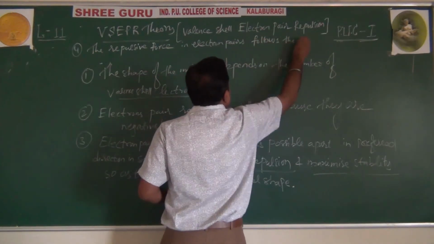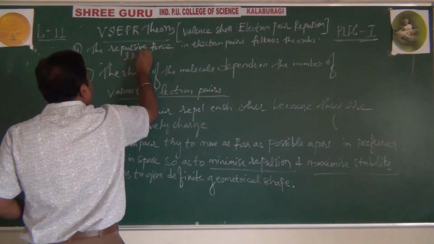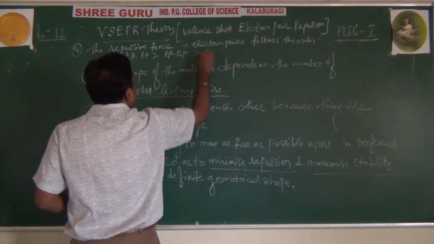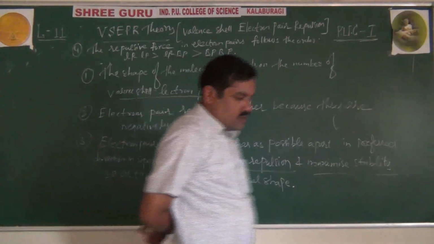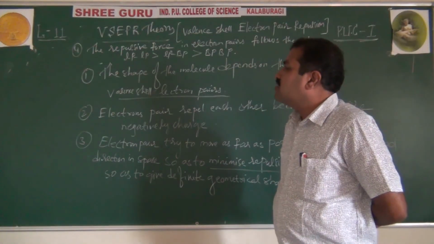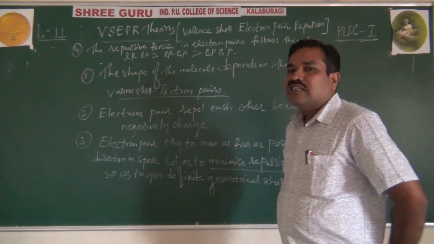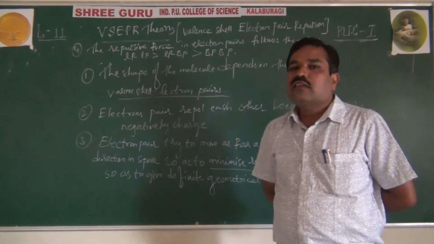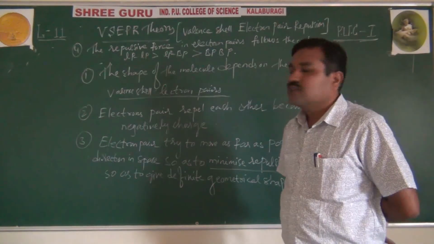follows the order, a very important order. That is, lone pair is greater than lone pair... That means if both are lone pairs, the repulsive force will be more. If one lone pair and one bond pair, the repulsive force decreases slightly. If both are bonding pairs, the repulsive force becomes minimum, almost zero. But you have to remember this, right?